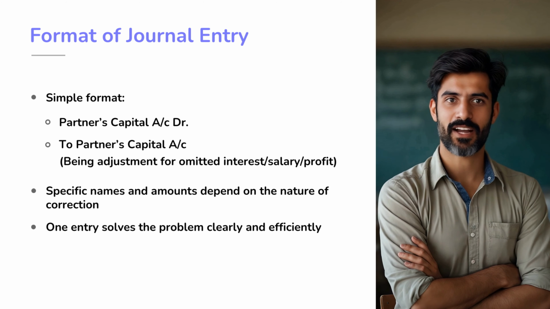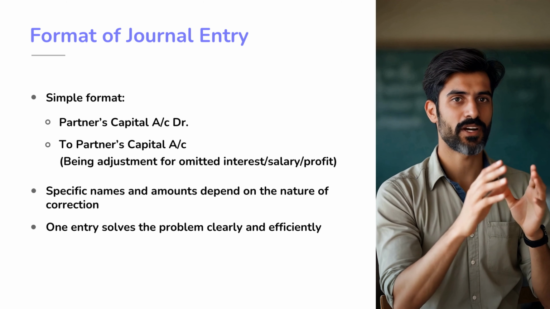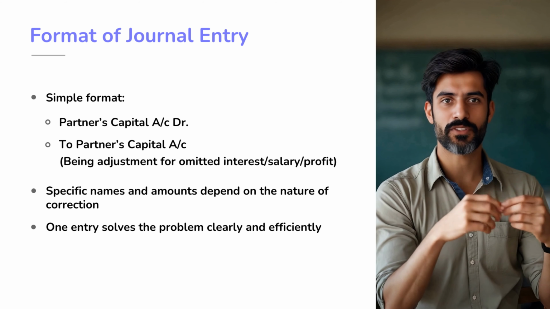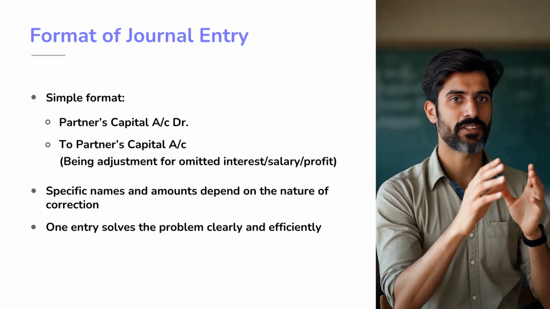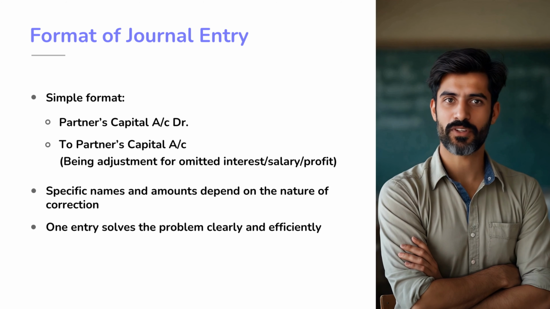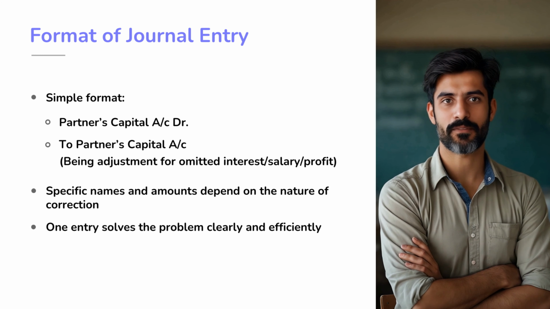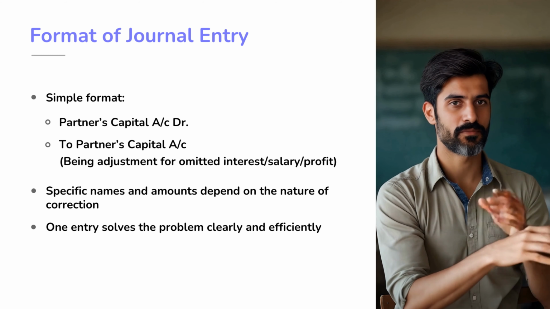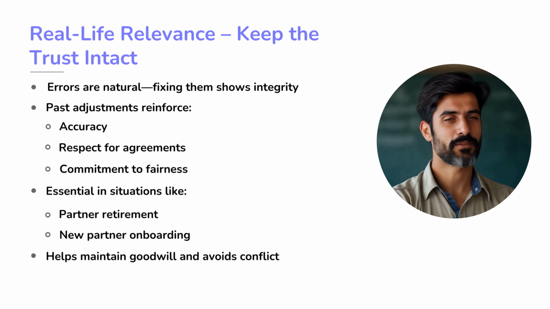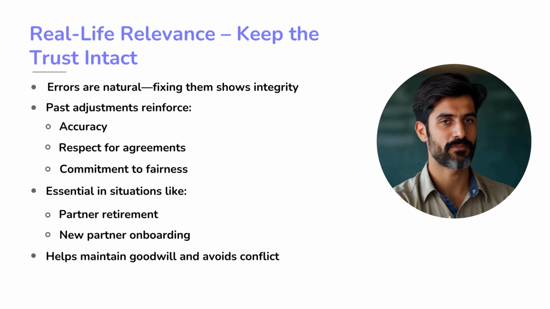So, what does the actual journal entry look like? It's short but precise: partners' capital account debit. To partners' capital account, being adjustment for omitted interest, salary, or profit. The specific names and amounts will change depending on who owes and who's owed, but the format stays the same. A single line. A clear correction. No confusion.